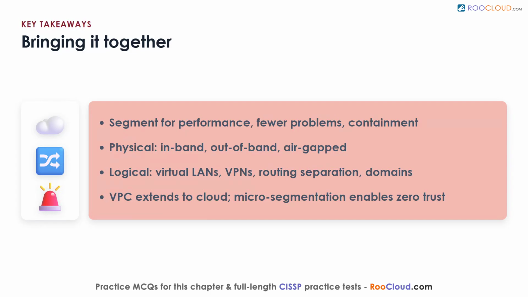A virtual private cloud extends that isolation into the public cloud, and microsegmentation shrinks the zone down to a single device, enforcing filtering and authentication as a foundation of zero trust. Segment deliberately, and a breach in one place stays in one place.